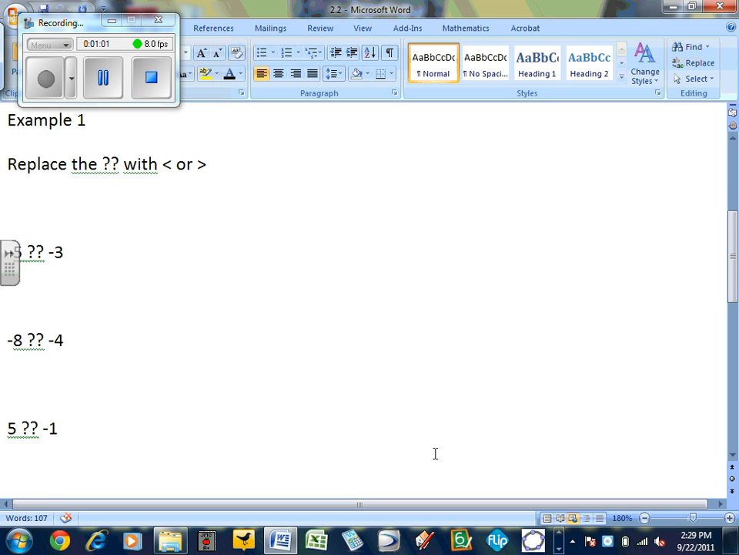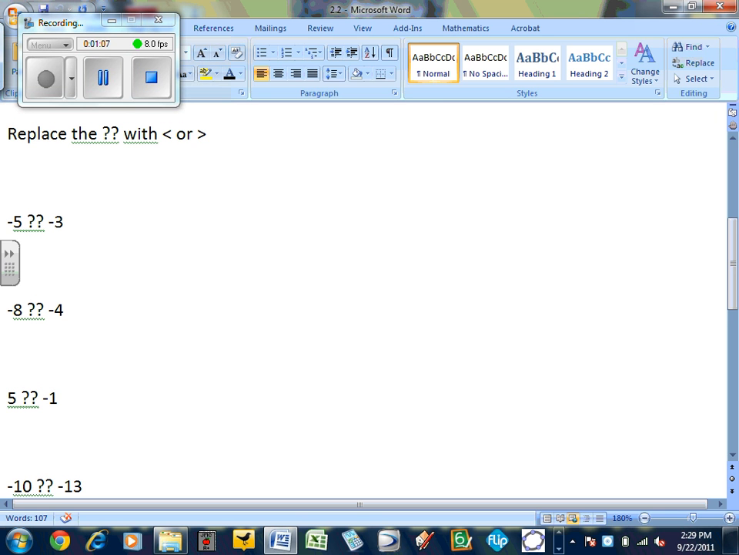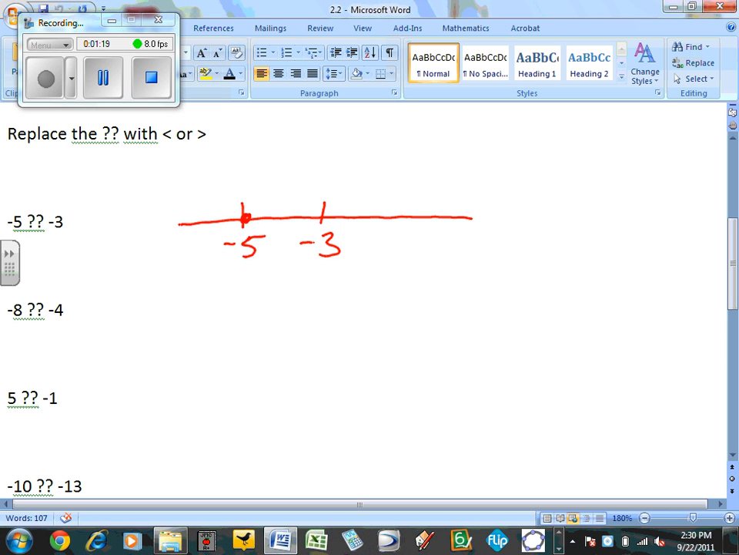Example 1, replace the question marks with a less than or a greater than sign. So we want to ask ourselves, is negative 5 less than or greater than negative 3? If we draw our number line, negative 5 is over here. Negative 5 is to the left of negative 3, which would mean that negative 5 is less than negative 3. And how we write this, remember, is that the smaller number needs to eat the bigger number. So the mouth opens to the bigger number. Or some people say the small alligator needs to get bigger, so it eats a bigger number. So that's how we write those signs right there.